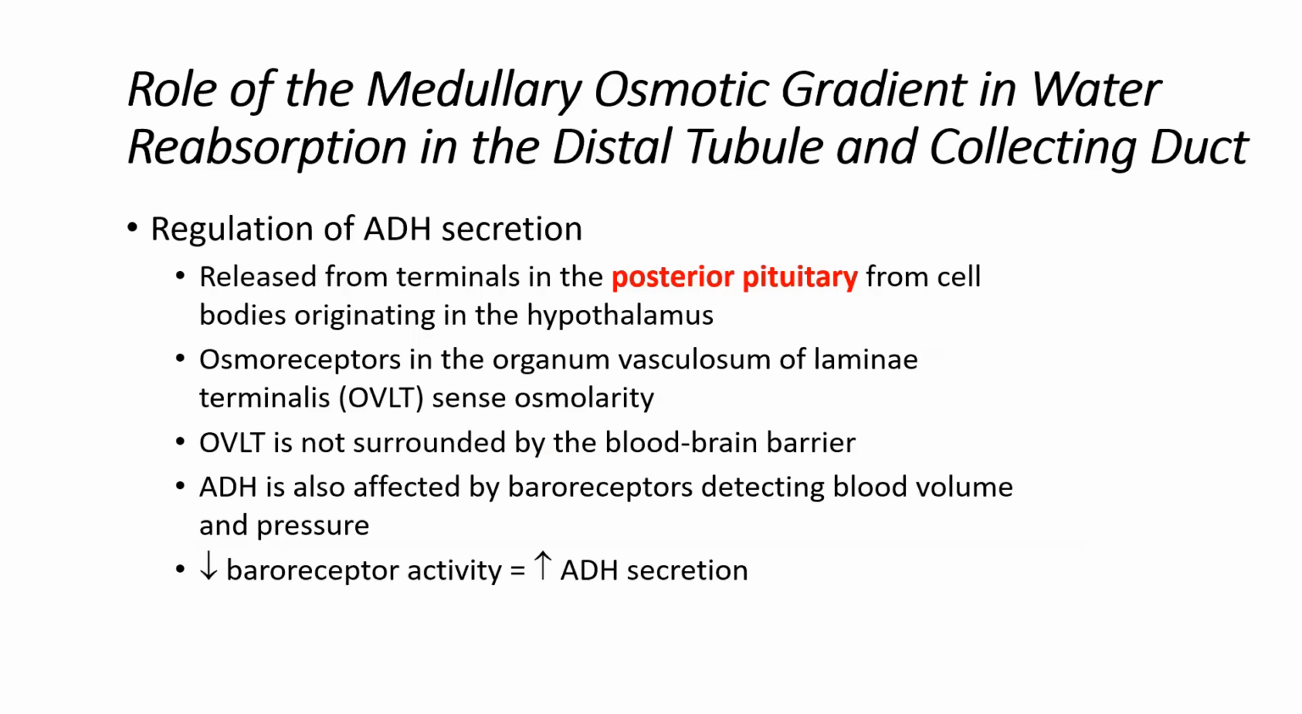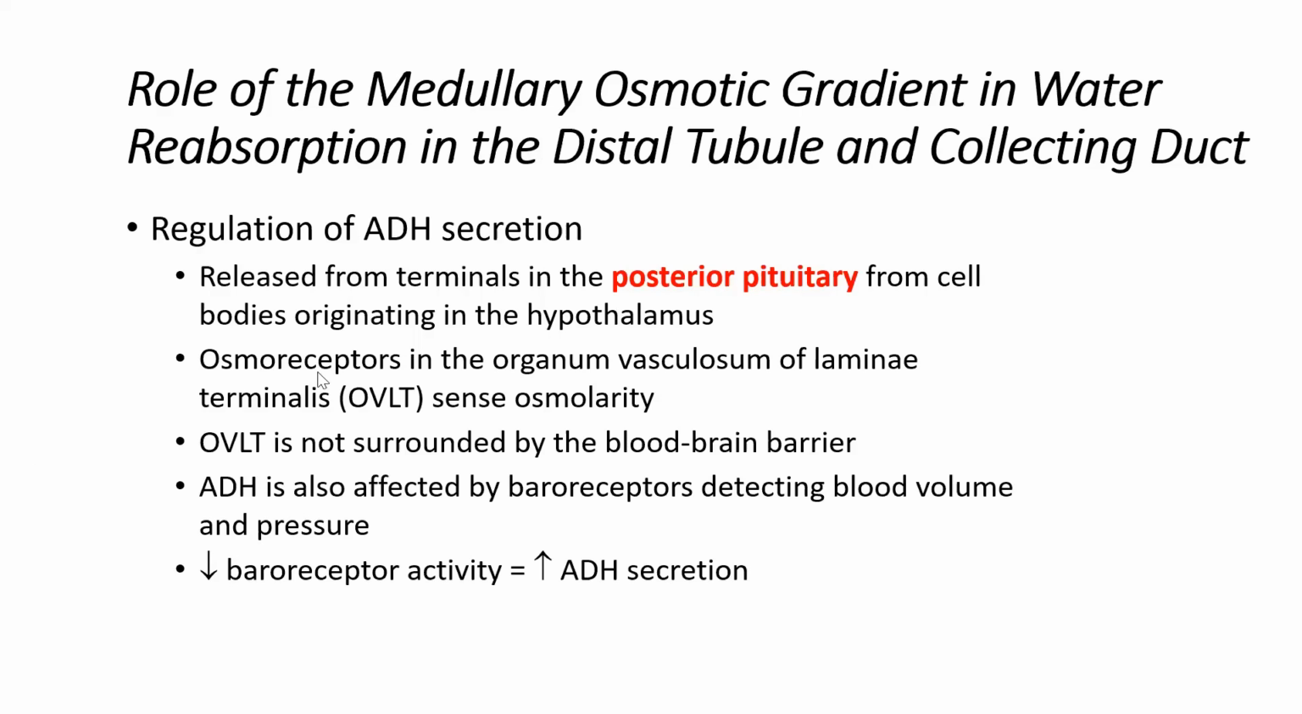First of all, it is released from the terminals of the posterior pituitary cells. So this is basically the cells that are starting up in the hypothalamus. This is where the cell bodies of those neurons are located, and their axon terminals extend all the way down into the posterior pituitary. Okay, and then that ADH can be released from the posterior pituitary, although it's actually being made up in the hypothalamus. That is released in response to two signals or two states.